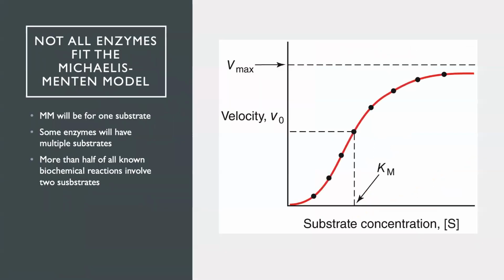Again, not every enzyme is going to fit Michaelis-Menten kinetics. An example of this would be for 2 substrates. Michaelis-Menten is only for 1 substrate, but some enzymes have multiple. Actually, more than half of the known enzymes have more than 1 substrate. And this is done through cooperative behavior.